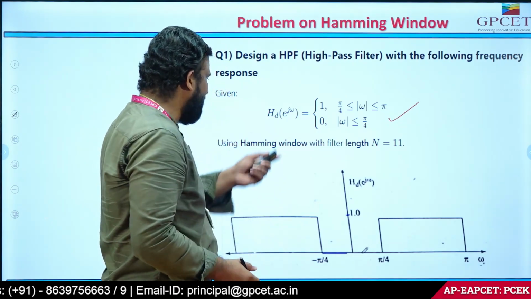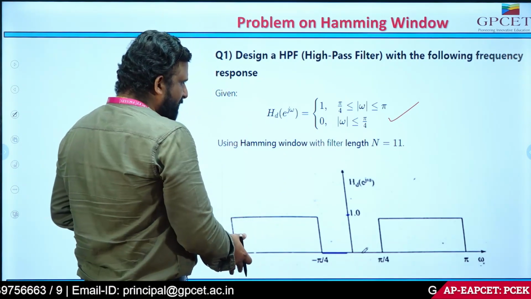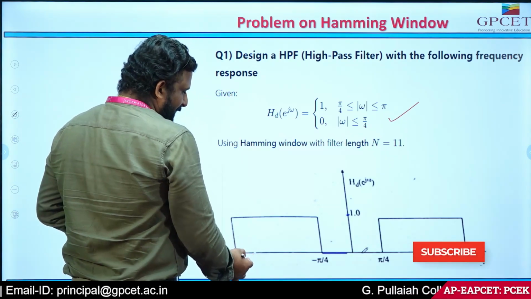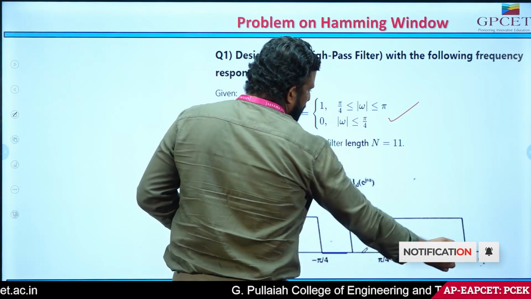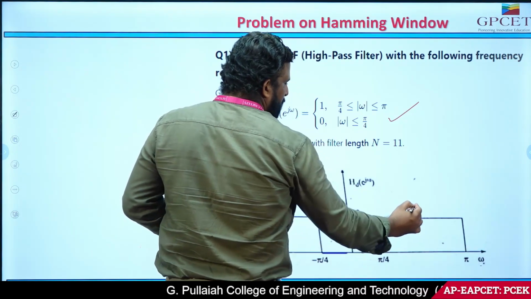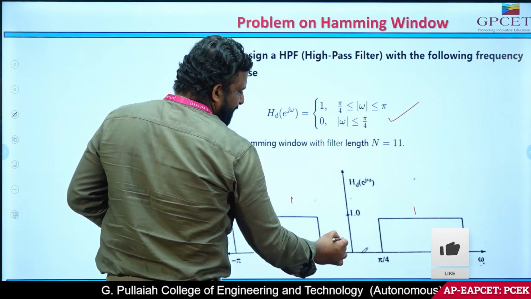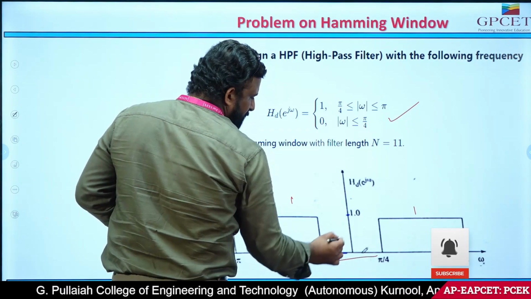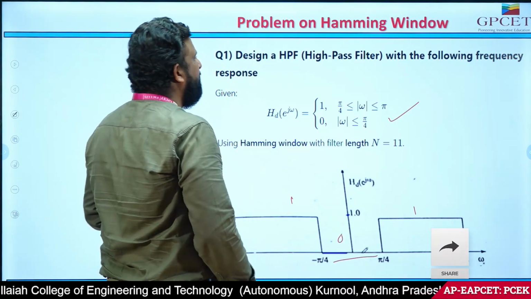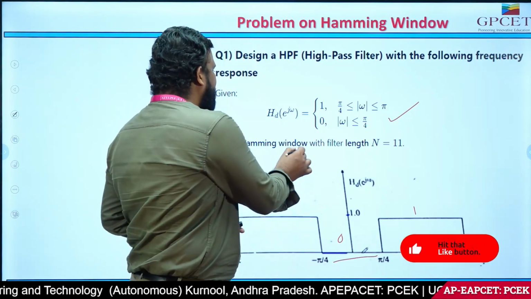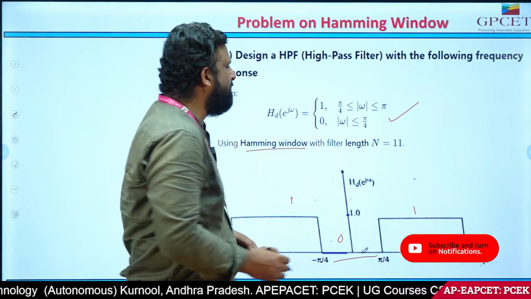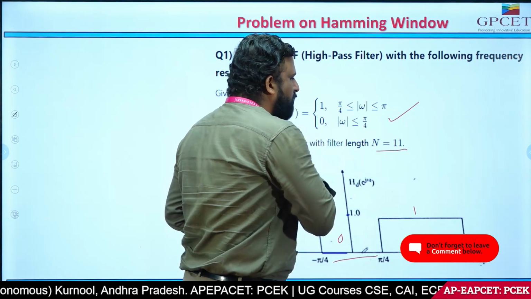According to this condition, the range is from minus pi to minus pi by 4, or else pi by 4 to plus pi, where the value is equal to 1. In the rest, the value is equal to 0. This is the condition given in the question, and we have to design the high pass filter using the Hamming window. The length given is N equal to 11.